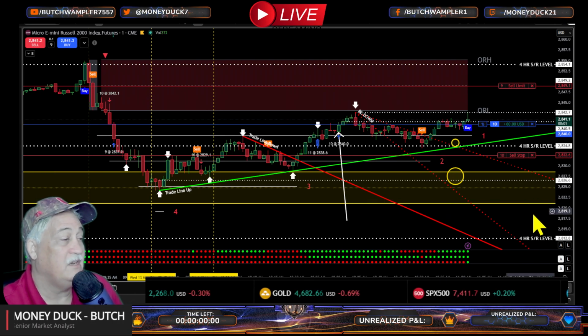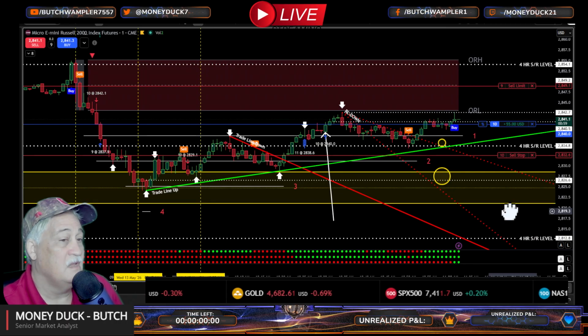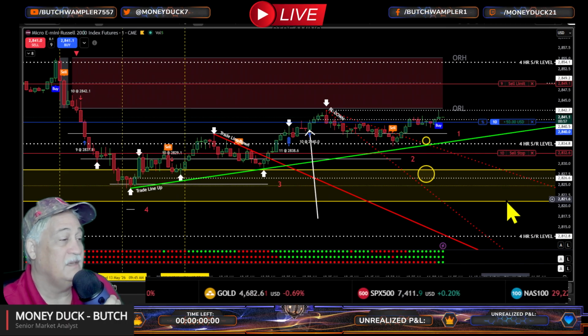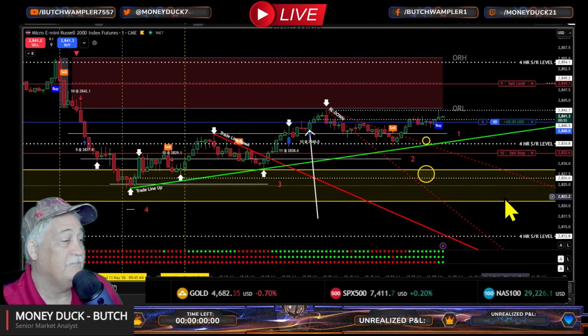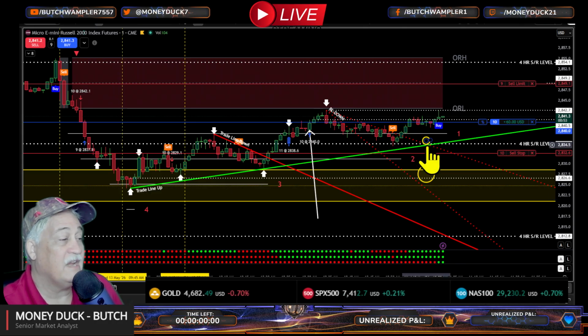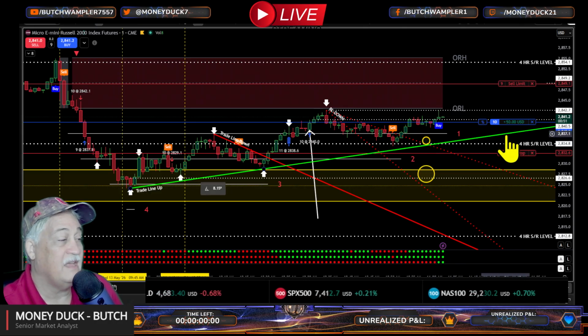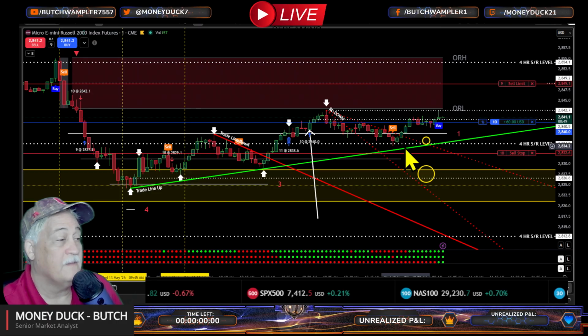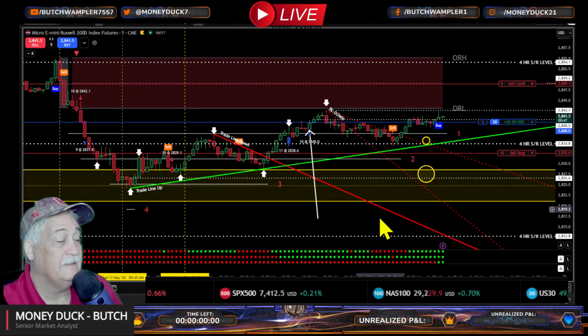It's kind of afraid to go through. We want it to go through, but that doesn't mean we're going to get it. And it never came back to really test the backside of that green line, did it? So could that happen? Yes, it could.